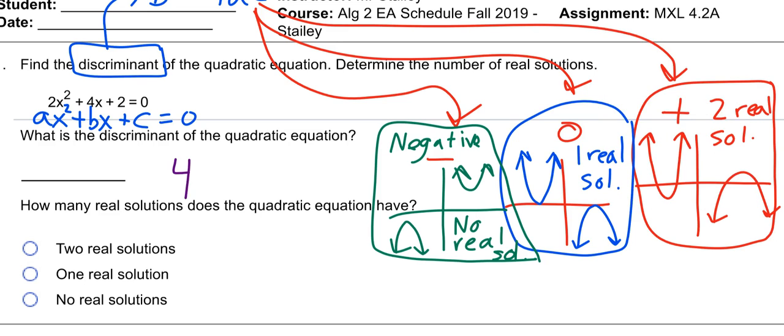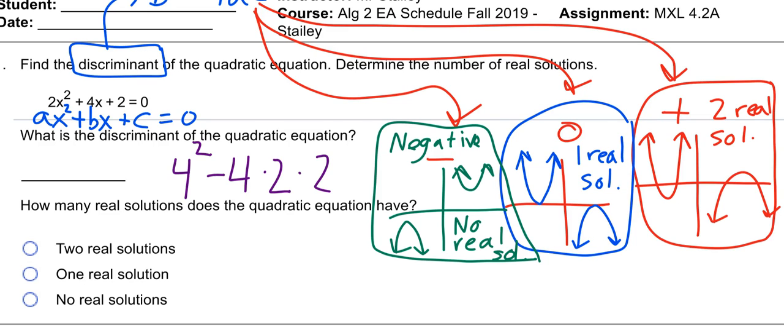B squared minus 4 times A times C. B squared minus 4AC. I need you to calculate it for me and tell me which category we're in. Mr. Rose says 0. What do you think?